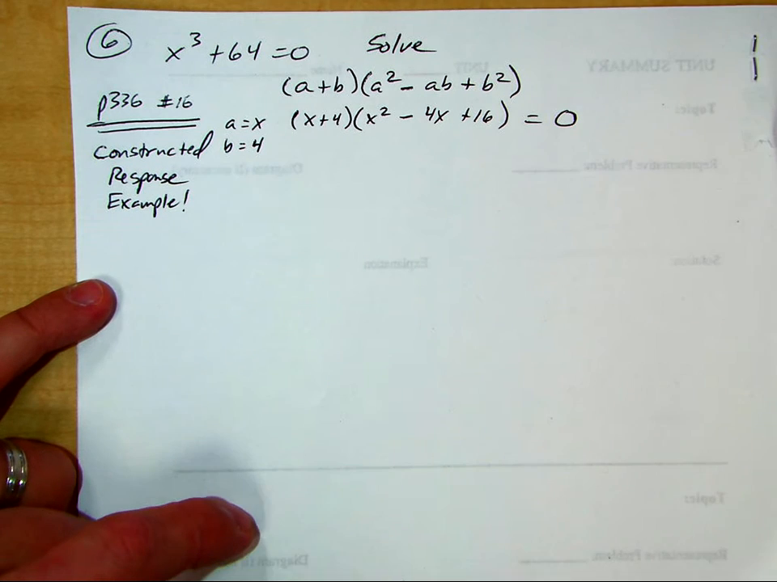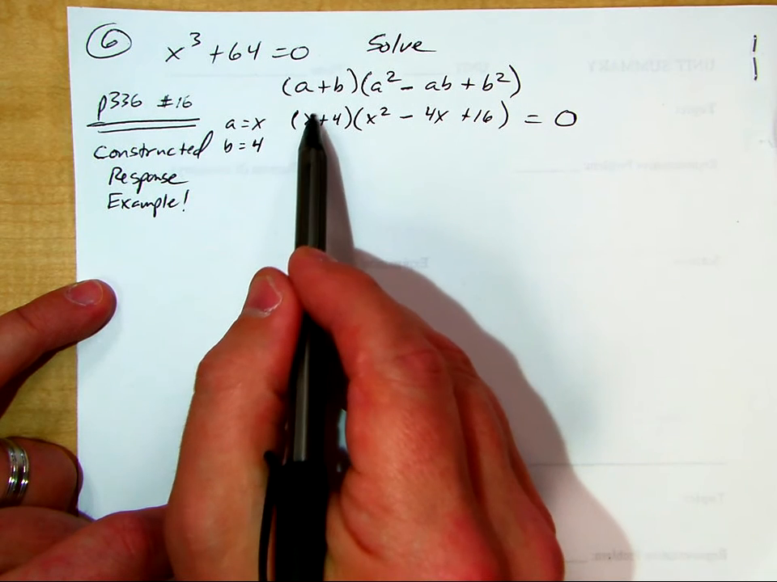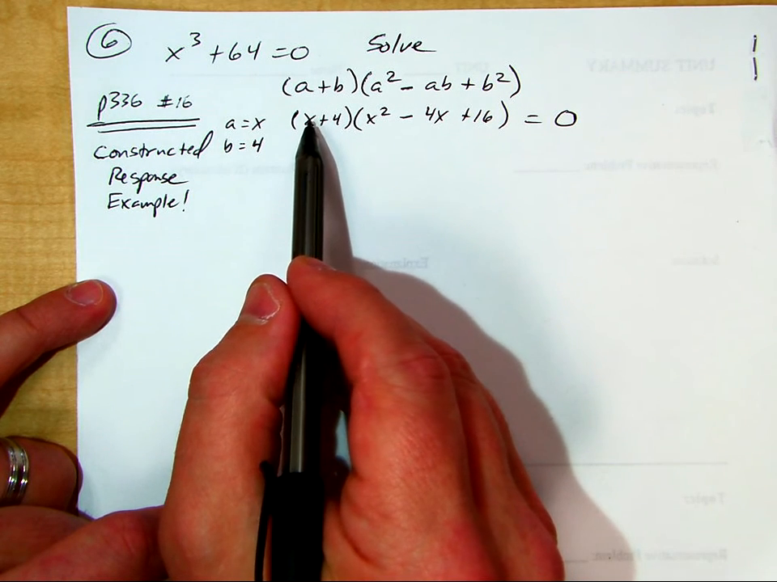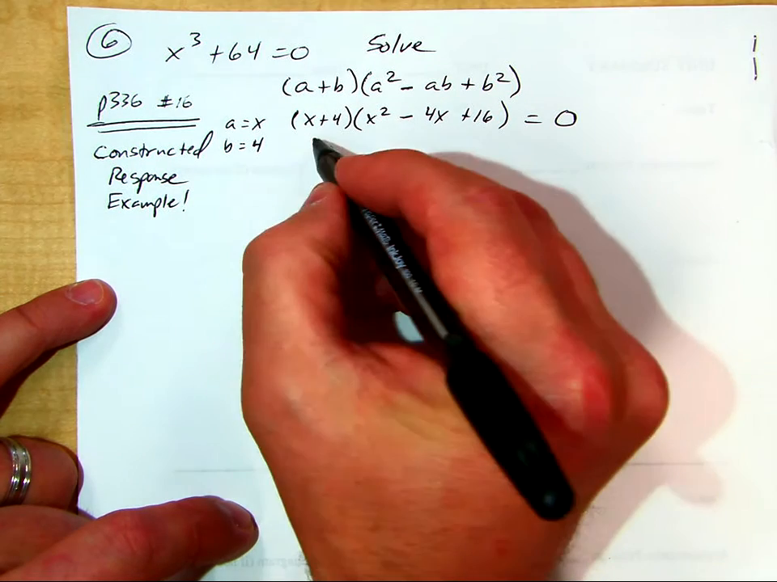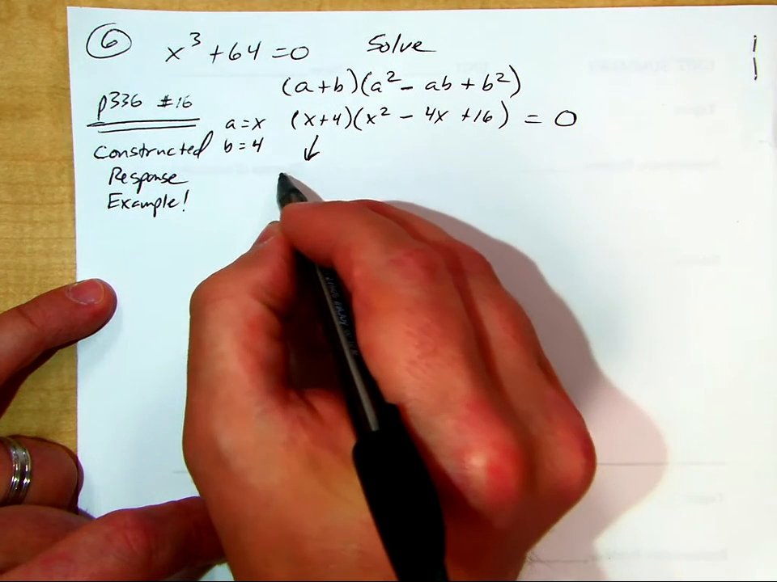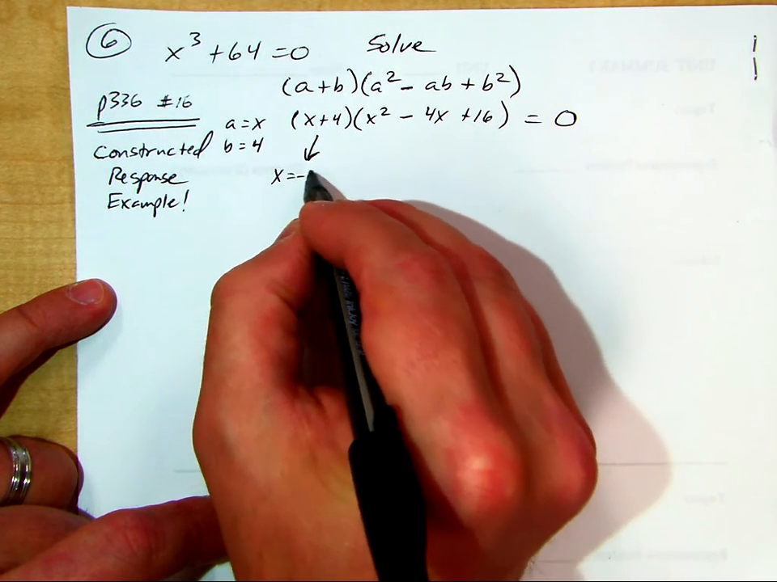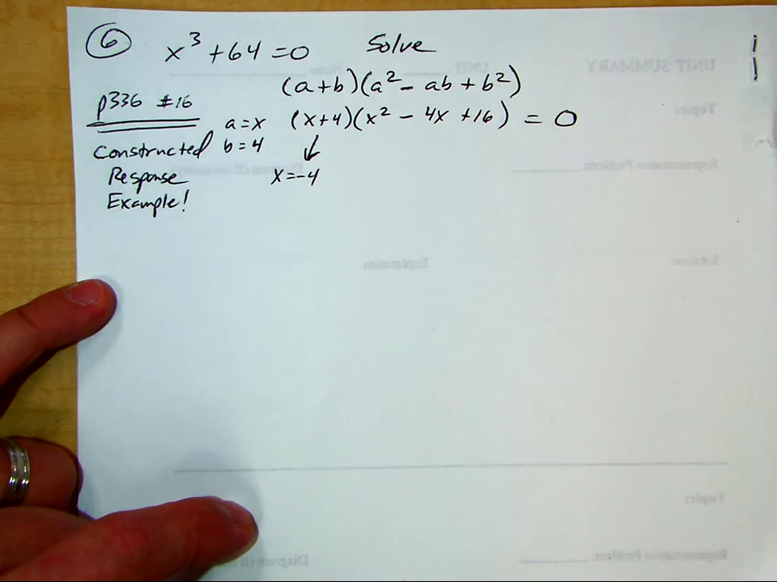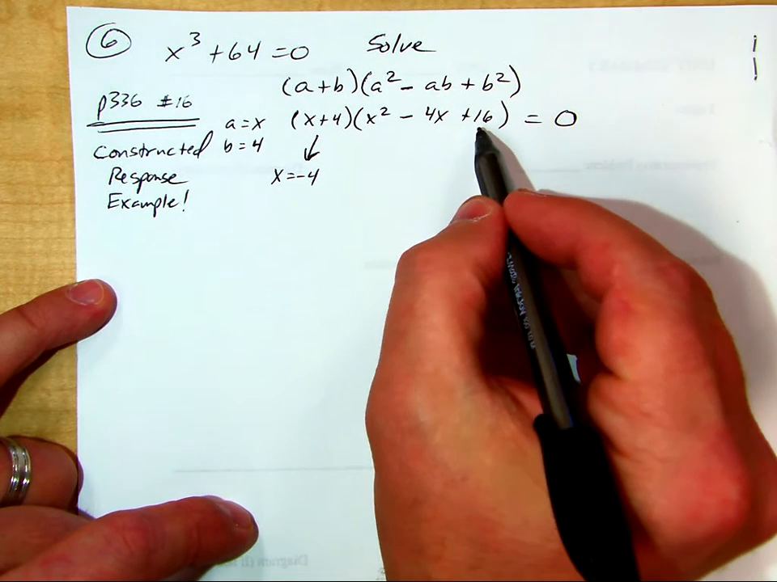Now we have two different things going on. This is a binomial with a linear factor, so this one I can use the zero product property. What is the answer from this binomial right here? Anybody? That's right. You can say it out loud when I ask. x equals negative 4.